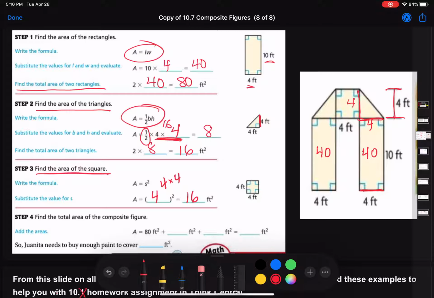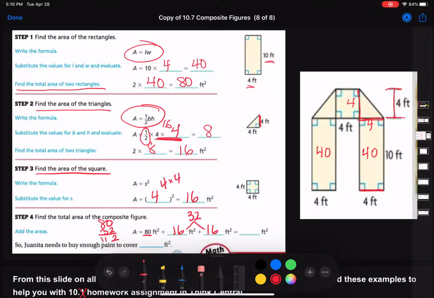Now the next thing you need to do is add them all up. They've already written down the rectangles. The rectangles altogether are 80. Then you have the 2 triangles, which is 16. And then you also have the square, which is 16. So I would add these two first because I know 16 and 16 is 32. So then I just have to add 32 to 80.